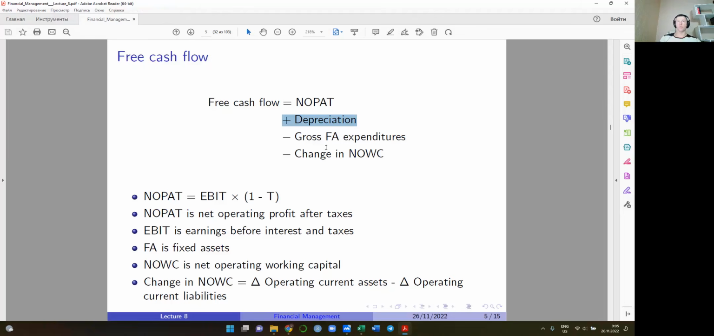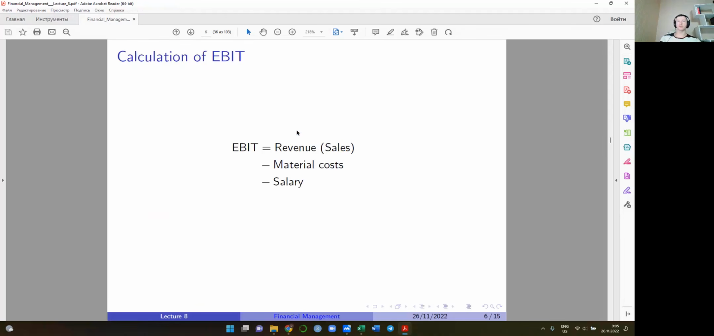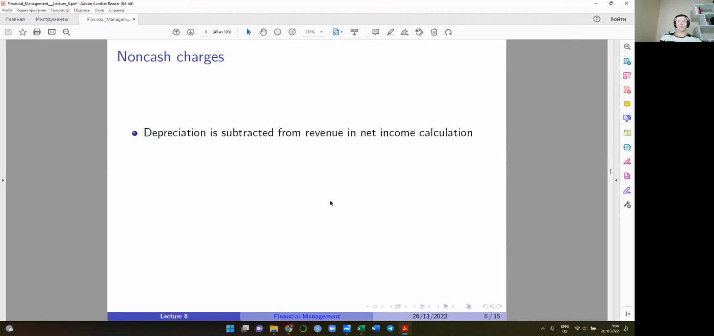What's the logic? Why are we doing this? Why can't we just not deduct depreciation from this place? Maybe this is going to be correct and okay. And the problem is the following. Depreciation is subtracted from revenue when we calculate net income. This is a part of cost. And therefore depreciation reduces income before taxes, and as a result it reduces taxes paid.